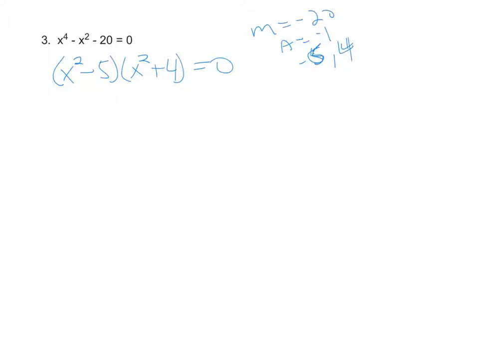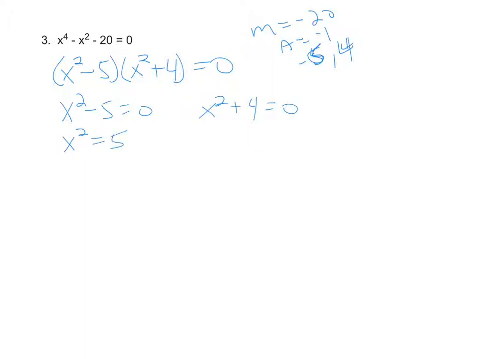So at this point, neither one of these are factorable as a difference of squares because 5 is not a perfect square, and this one's not even a difference. So I don't have a choice. I'm going to have to say x squared minus 5 equals 0, or x squared plus 4 equals 0 by my zero product property. And I can still solve this because they're quadratic.